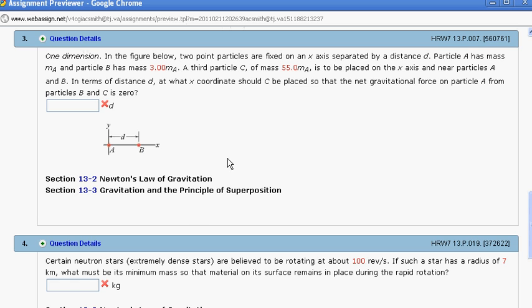All right, problem 3. We've got these particles here with masses Ma and Mb, and we need to find where to place the third particle, particle C, with mass Mc, so that the net force on particle A from B and C is 0. I believe that's what they want, right? So the net gravitational force on particle A from B and C is 0.